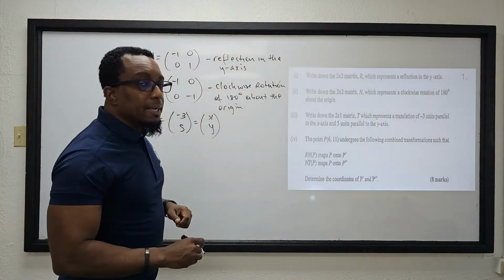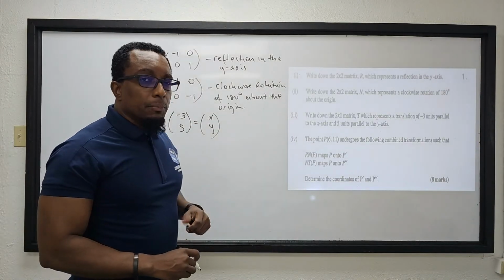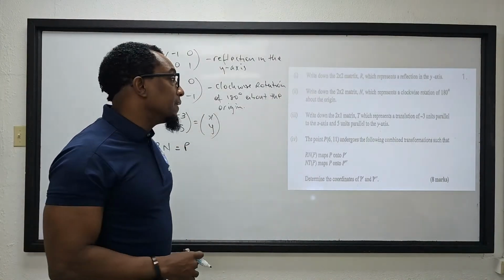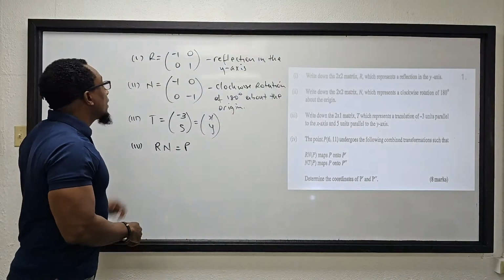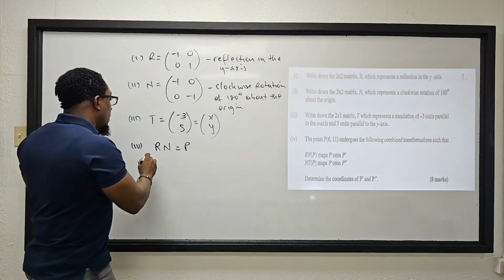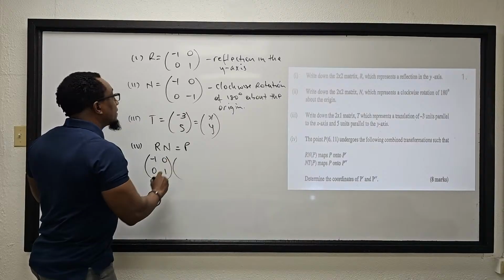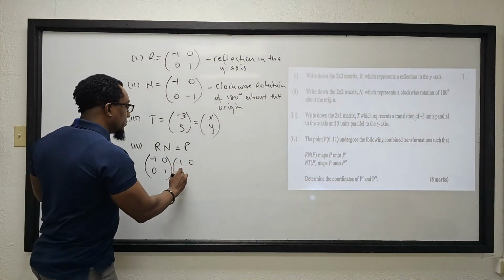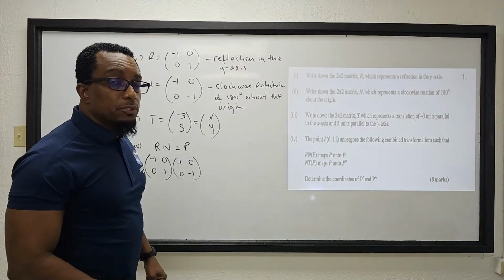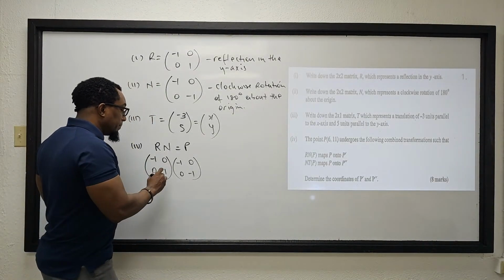Let's start with the combined transformation Rn. Rn is simply what we get when we multiply these 2 matrices in the order in which it is stated. R, which is first, negative 1, 0, 0, 1, times N, negative 1, 0, 0, negative 1. And let's multiply those 2 matrices. Of course, those 2 matrices can be multiplied. They are compatible.